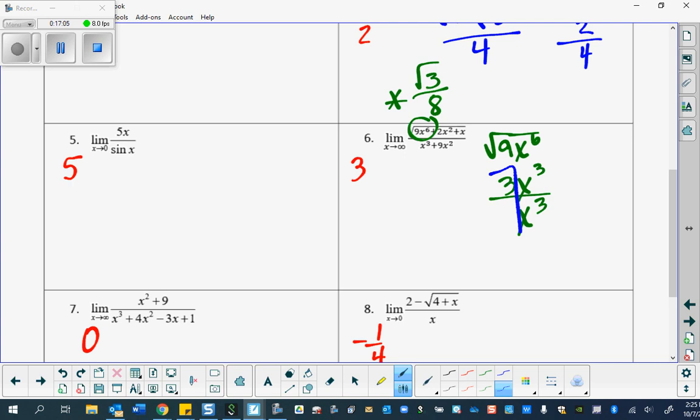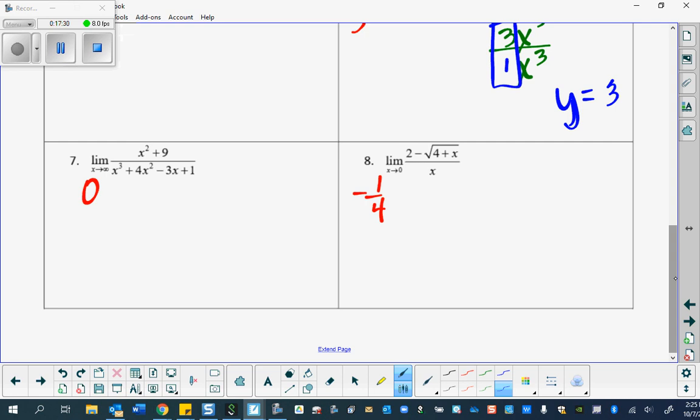So we're going to pay attention to where that horizontal asymptote is. And as x approaches infinity, my graph is going to approach the line y is equal to 3. Does that make sense, Grace? Yeah. Which one else?